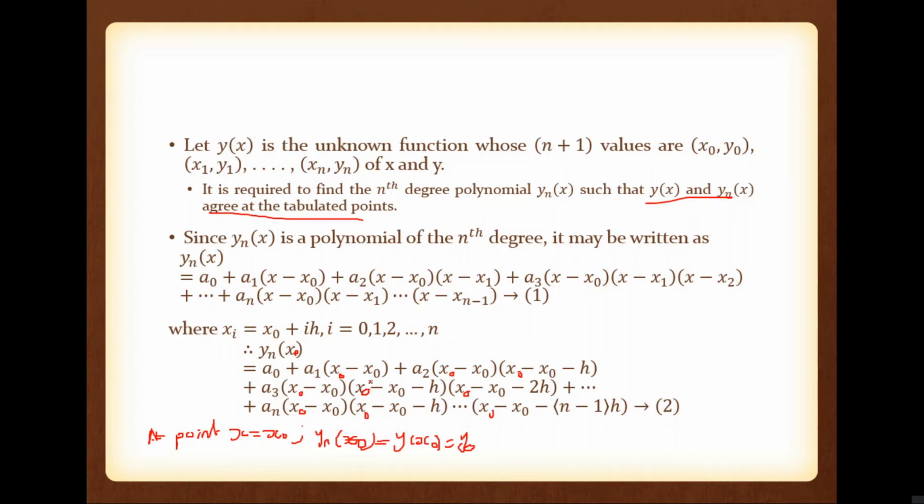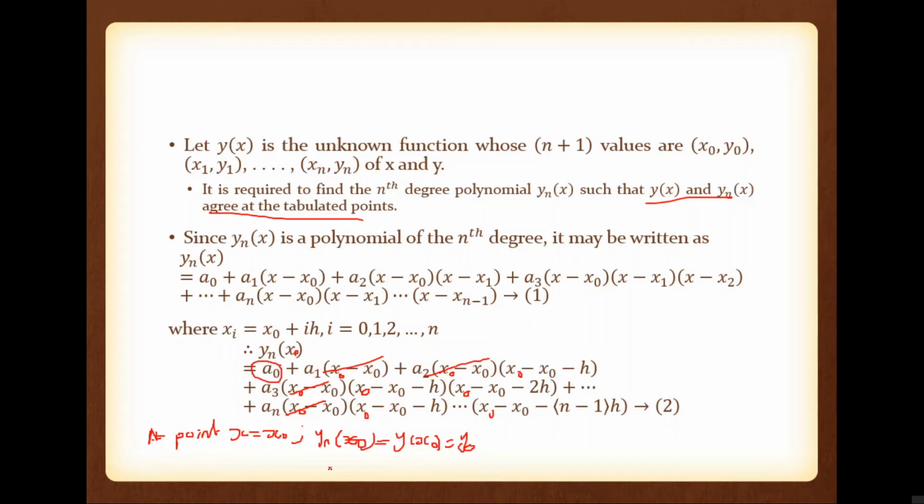Now you can see that except a0, all other terms have a factor x minus x0. Here we have x0 minus x0, so this is cancelled. Here also we have x minus x0, cancelled. Here also, cancelled. Here also, cancelled. So what is yn of x0? It is a0. All other terms are cancelled.